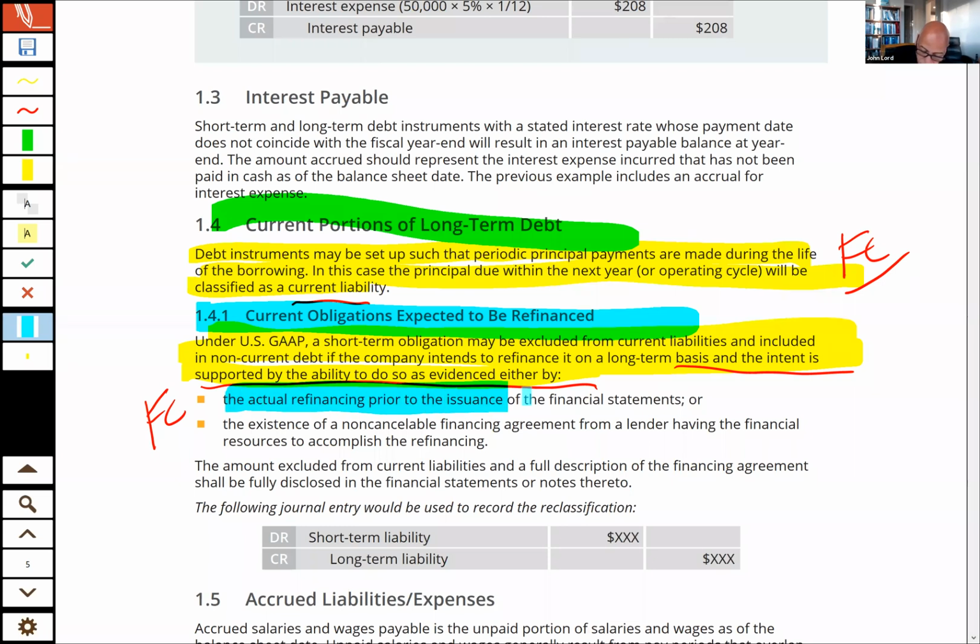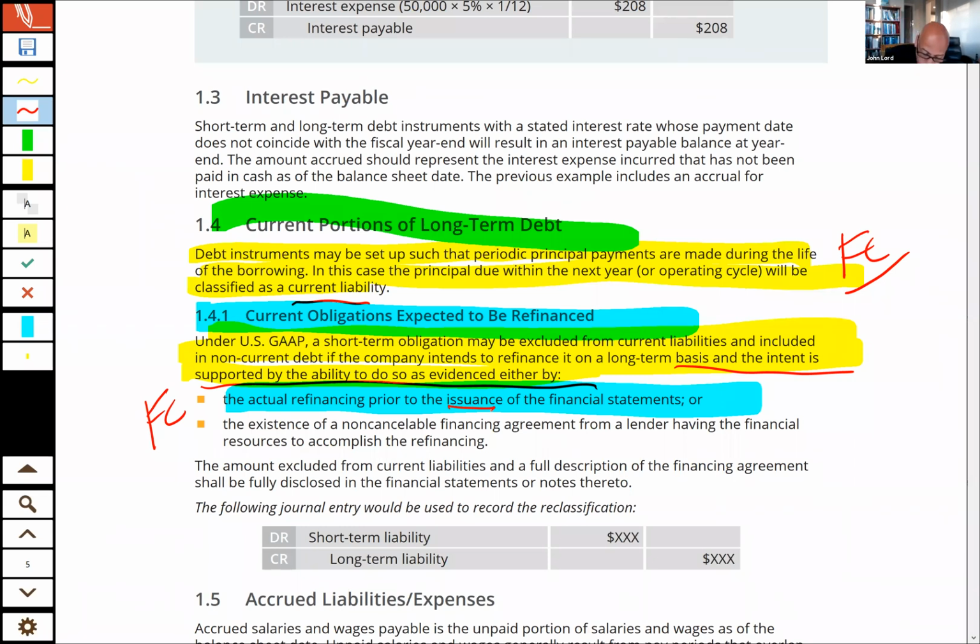Okay, so if you had actually refinanced prior to the issue of the financial statements. So what happens? I don't execute the refinance until my year end is December 31st. I don't execute the refinance until January 1st of the next year, but I don't issue my financial statements until February. I can carry that as non-current because what? Even though at the balance sheet date I hadn't executed the refinance, I did before I issued the financial statements.